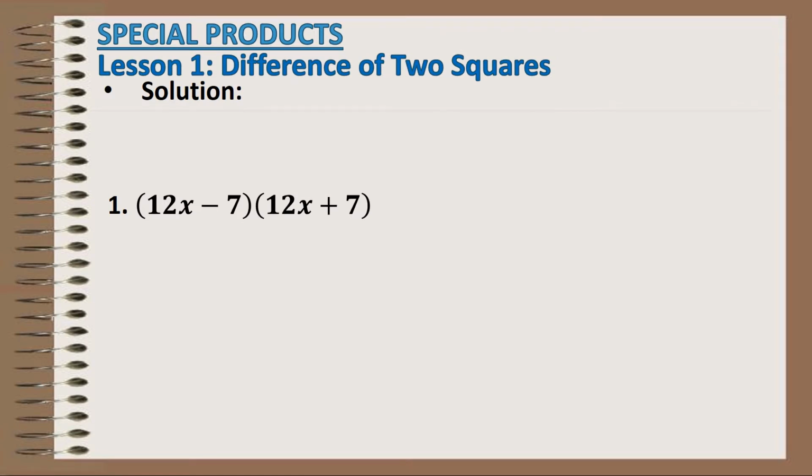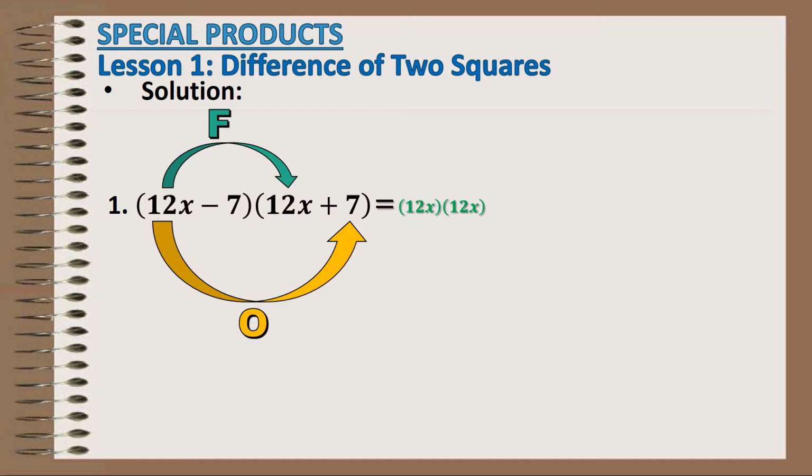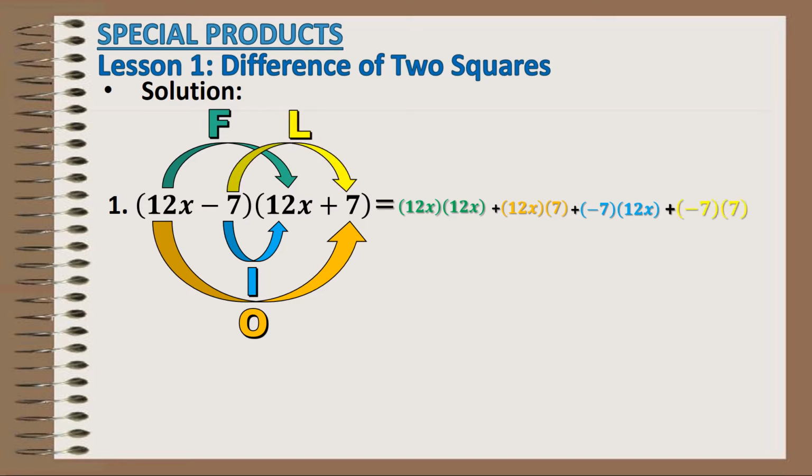For example number 1, we have the quantity of 12x minus 7 times 12x plus 7. Using the FOIL method, first we multiply the first terms, 12x times 12x. Then our outer terms, plus the quantity of 12x times 7. Then the inner terms, we have plus the quantity of negative 7 times 12x. Then the last terms, we have plus negative 7 times positive 7.